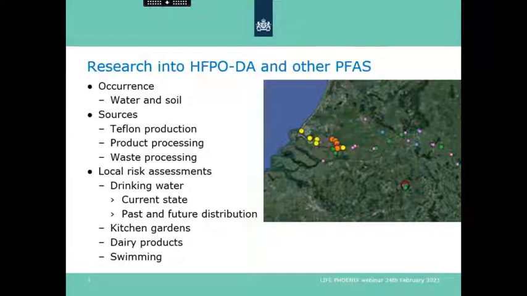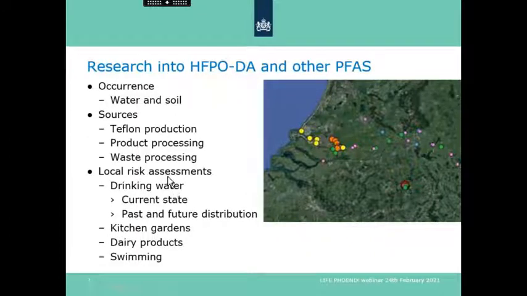But what was also very interesting is that it's not only local point sources, but there appeared a lot of diffuse sources as well, which remained largely unknown. What is the source of the chemical over there? So this was all about GenX, AFPO-DA. Also, other PFAS were investigated, of course, and a lot of attention has also been paid to PFOA, because that was the precursor, I mean the chemical that was used before AFPO-DA.